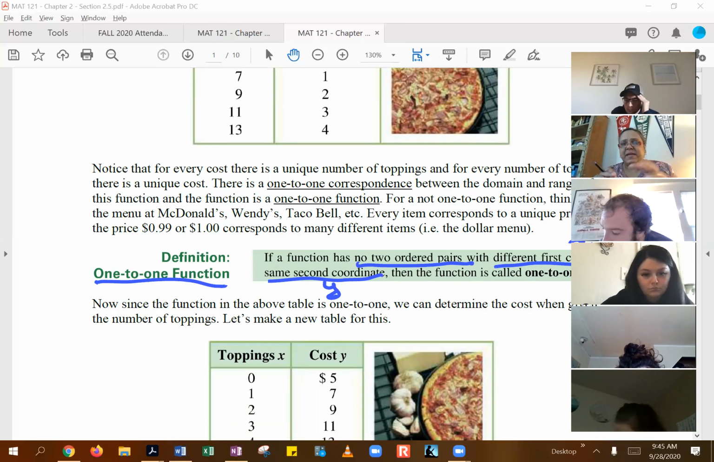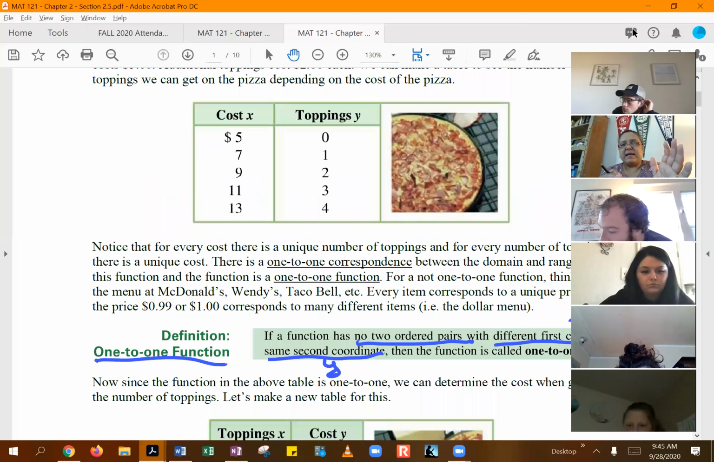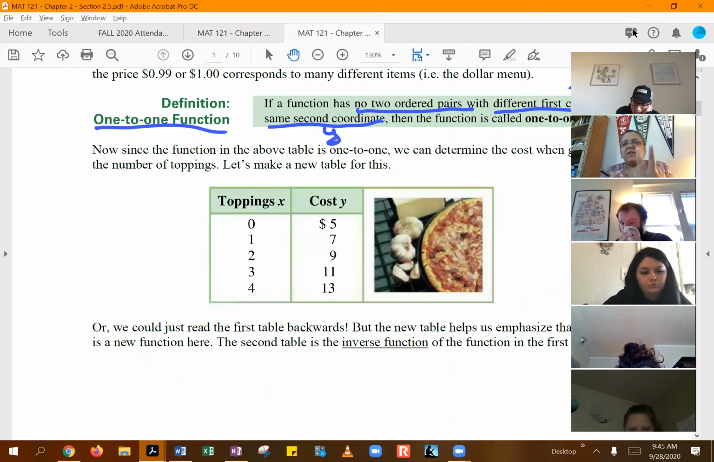If you look at this pizza example over here, you can see if we think of X as the cost of the pizza and Y as the number of toppings, there's no overlap happening with the same Y having two different coordinates. And here you will see we are very easily able to switch our X and Y values. We can now make X the number of toppings and Y the cost. That's what we're looking for in that one-to-one relationship between functions.